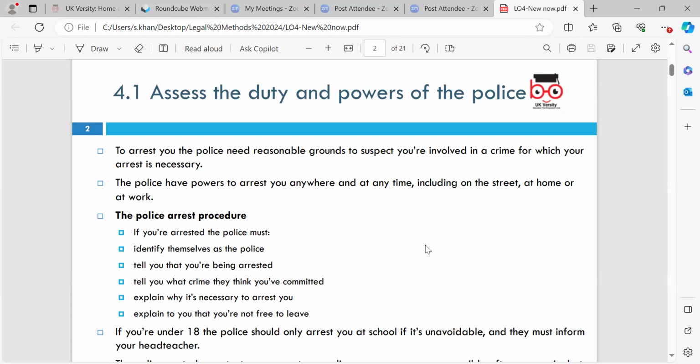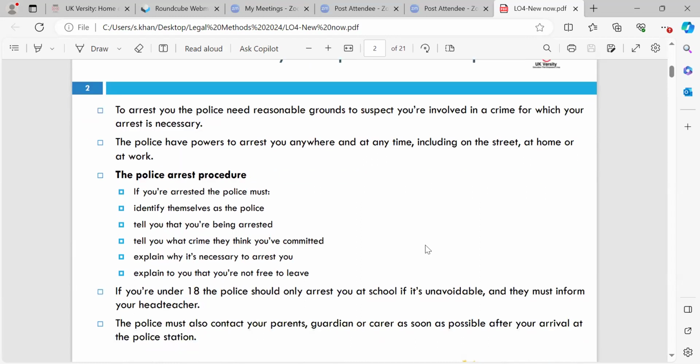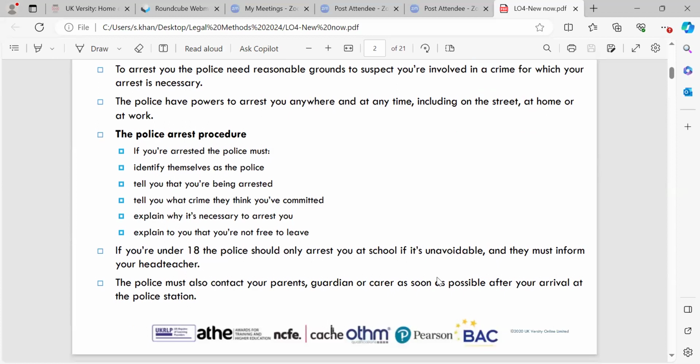The police arrest procedure. If you're arrested, the police must identify themselves as the police. They must tell you that you're being arrested. They must tell you what crime they think you've committed, and they must explain why it's necessary to arrest you. They must also explain to you that you're not free to leave. And the reason behind this is that they need to follow the codes of practice.